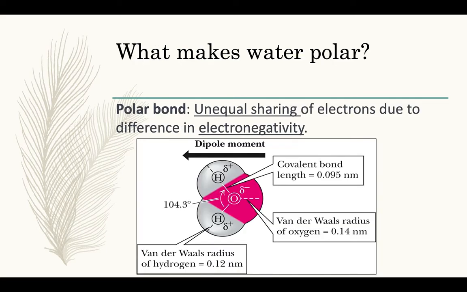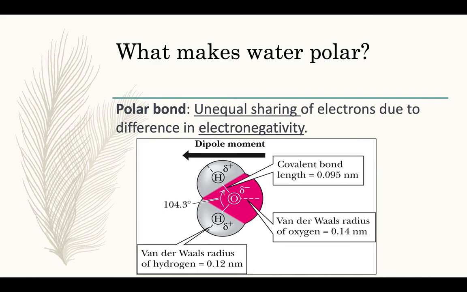So for this slide, let's answer the question, what makes water polar? Remember that you have different types of bonds. One of which is your covalent bond, the sharing of electrons between two atoms to form a bond. Under covalent bond, you have here your nonpolar covalent bond. This is a type of bond when there is equal sharing of electrons.